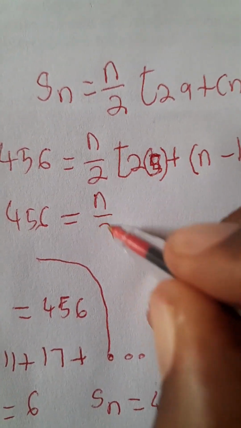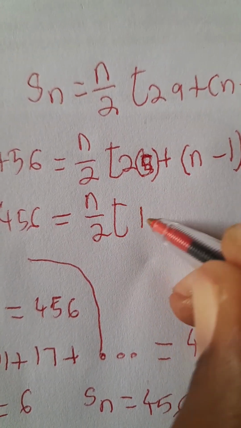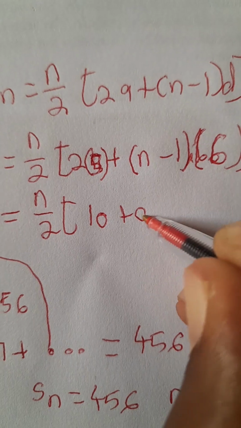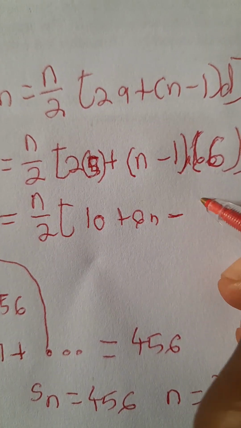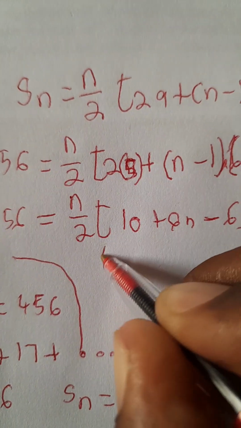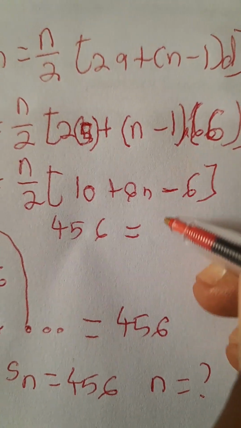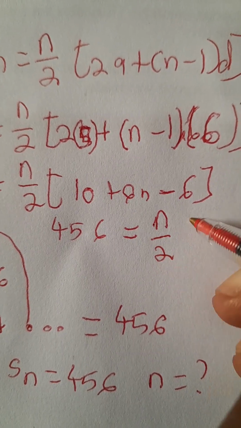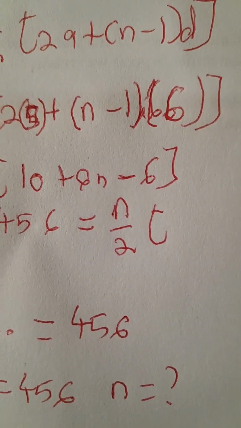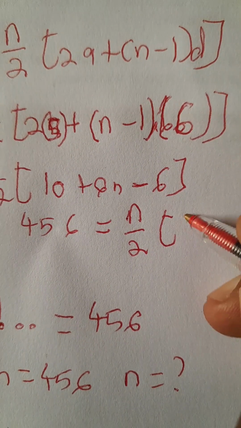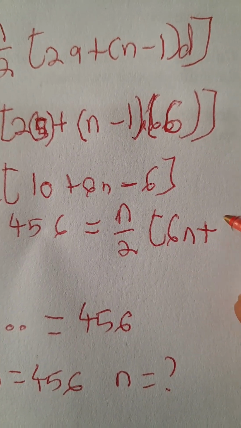So n all over 2. Then 2 times 5 is 10. Then 6 times n is 6n, and 6 times negative 1 is negative 6, right? So we have 456 equals n all over 2, and then we collect the data: 10 minus 6, which is 4. So we have 6n plus 4.